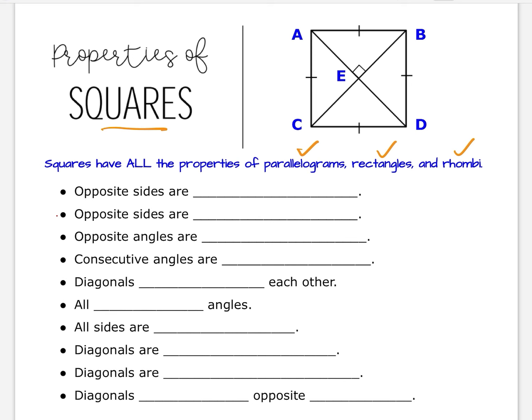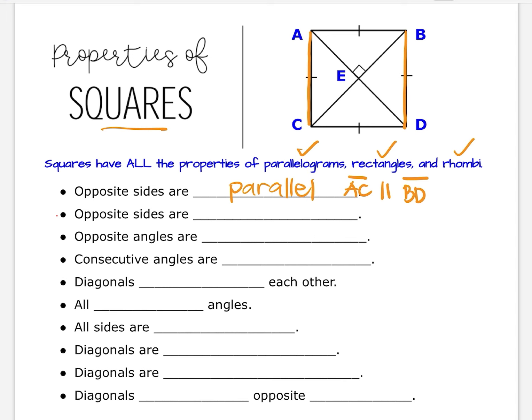Opposite sides are parallel. What this means is that if we are going to refer to the figure on the screen, segment AC is opposite to segment BD. So this means if we were to extend these sides, these two sides will never intersect at any point. So they are considered parallel. So we have segment AC is parallel to segment BD. Another example is segment AB is parallel to segment CD.